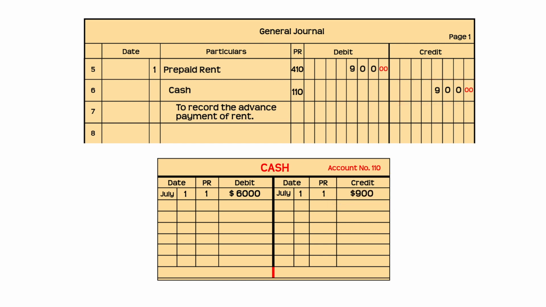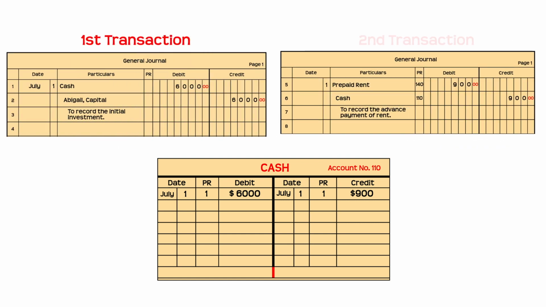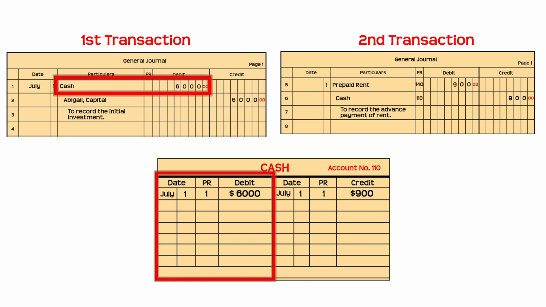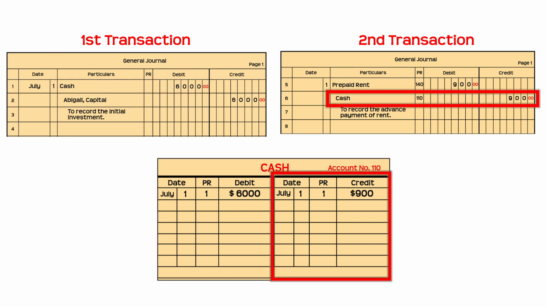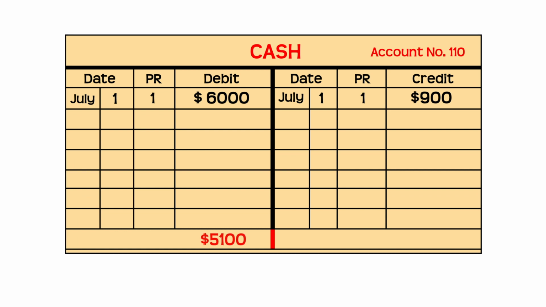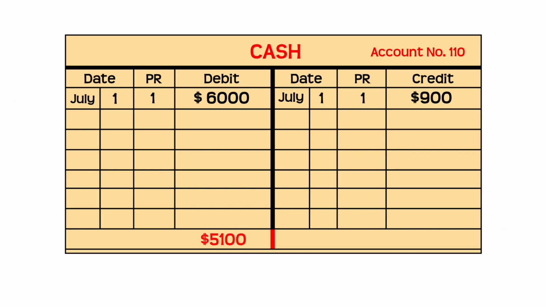Note that there should only be one ledger for a single account. Together with the first transaction, the second transaction that includes cash is being posted on a single ledger account. The purpose of the ledger now comes into show. It provides the total amount of an account as of the date. For cash, its remaining balance is $5,100, which is derived from deducting $900 credit from the debit balance of cash worth $6,000.